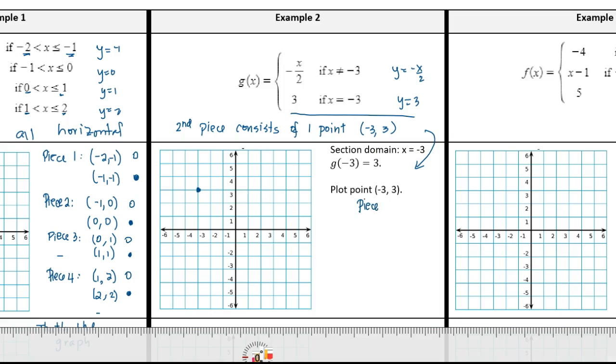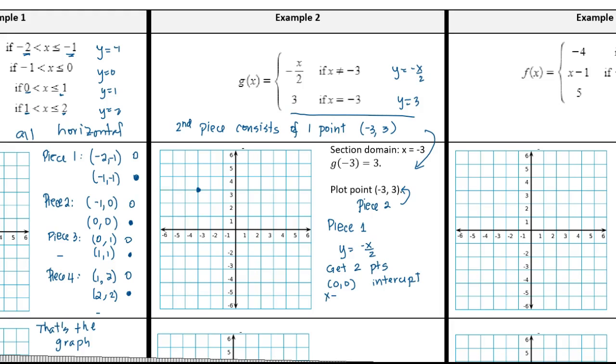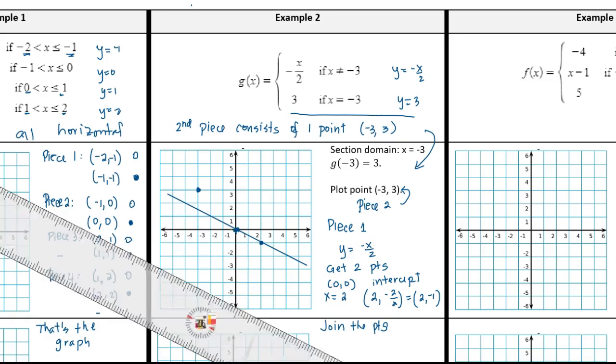For example 2, we already know that the second piece is just the point -3, 3. The first piece is defined by y equal to -x over 2. So we get 2 points. Use the intercept as the first point because it is easy. For the other point, try x equal to 2, and you'll get 2, -1 as the point. You can use other points. And then whatever you get, you join the 2 points.